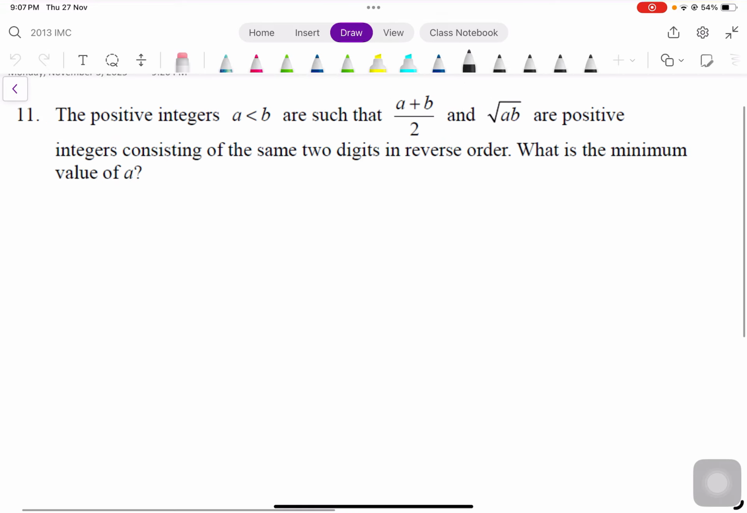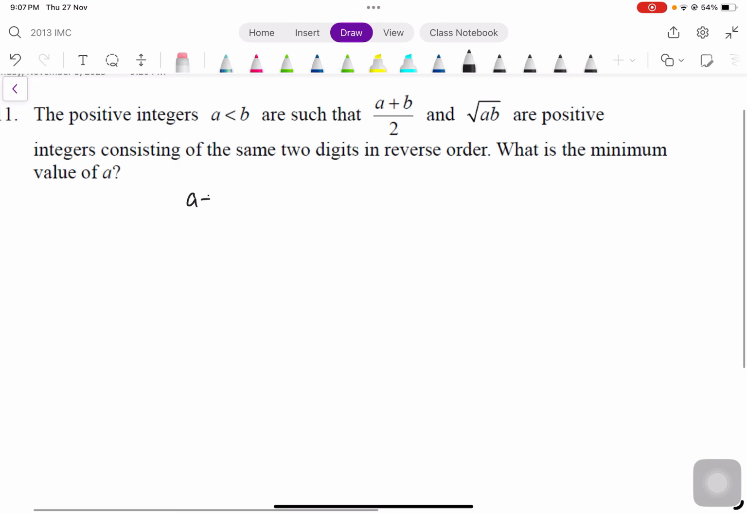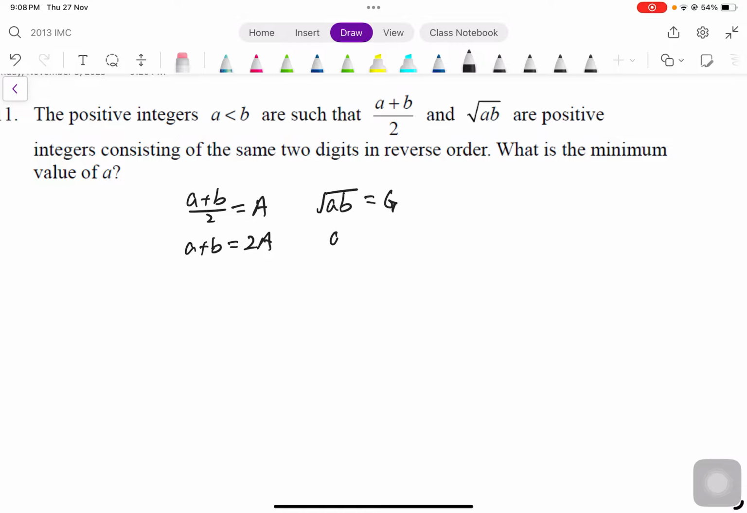That means in this case, you can see that (a plus b) divided by 2 is actually equal to a, right? Therefore, a plus b is equal to 2a. And the square root of ab is equal to this number g. Then ab is just equal to g squared.